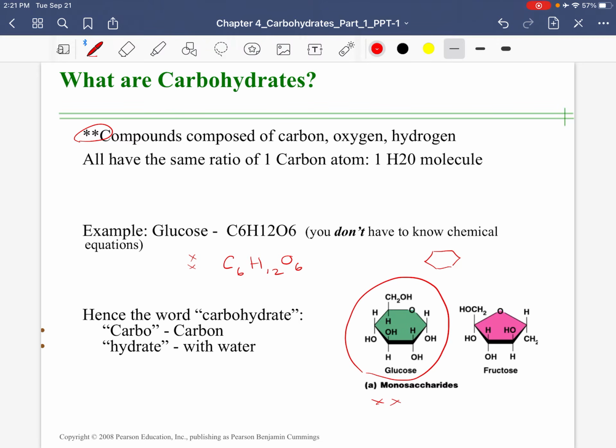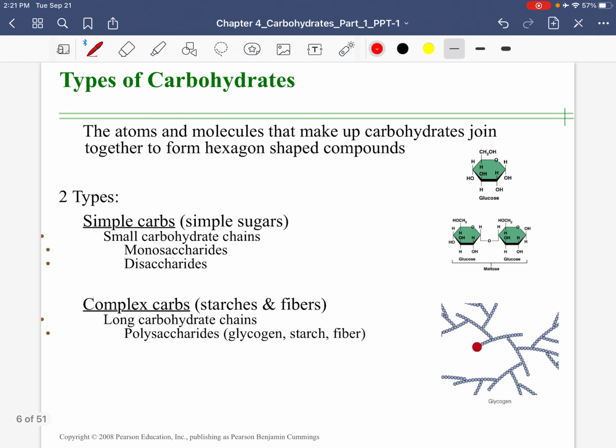What I'd like you to know is that carbohydrates are an arrangement of carbon, oxygen, and hydrogen. So just know that each carbohydrate is some sort of arrangement of these 3. We've introduced this. Now we're going to get a little more specific. Absolutely need to know these. We have 2 structural types, the simple carbohydrates and the complex.